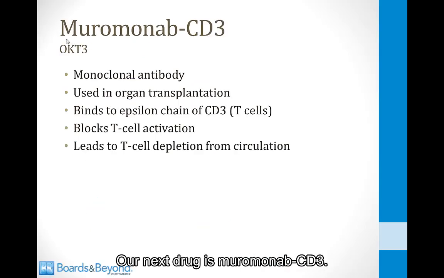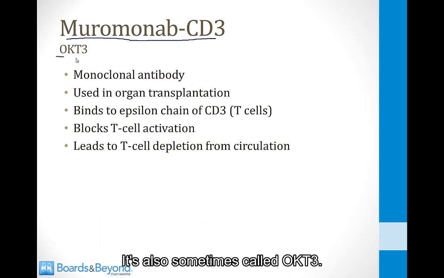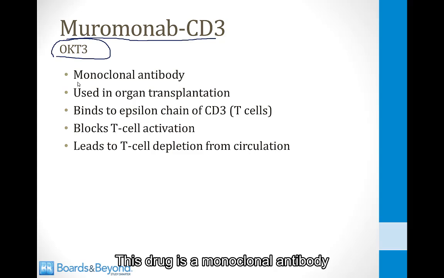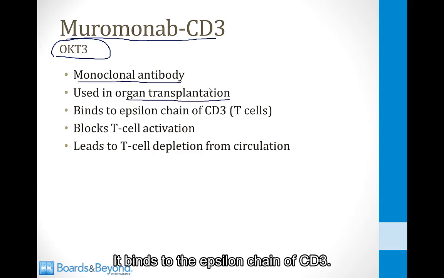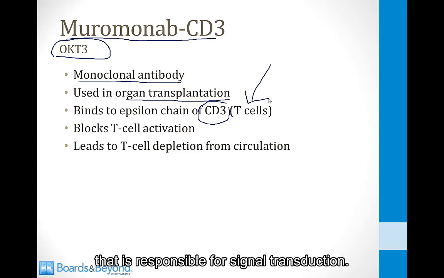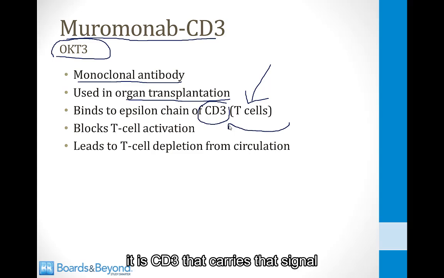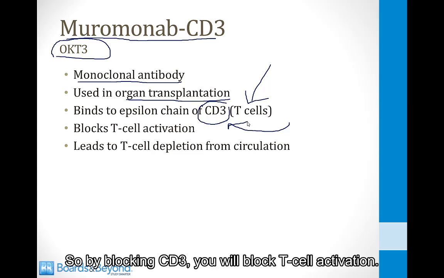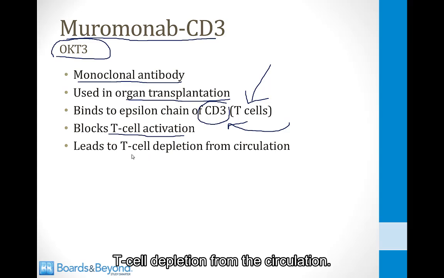Our next drug is muromonab CD3. It's also sometimes called OKT3. This drug is a monoclonal antibody that is used in organ transplantation. It binds to the epsilon chain of CD3, and recall that CD3 is the surface marker of T cells that is responsible for signal transduction. When T cells bind their unique antigen, it is CD3 that carries that signal into the cell to exert its effects. So by blocking CD3, you will block T cell activation, and this ultimately leads to T cell depletion from the circulation.